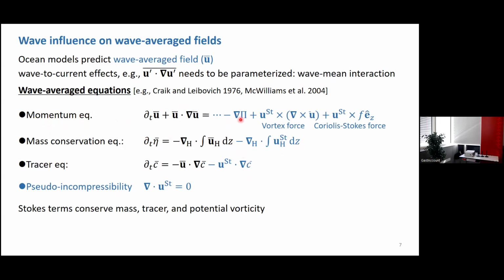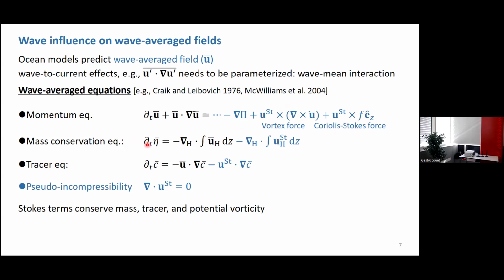In the momentum equations, there is a gradient term called Bernoulli head. It adjusts the pressure distribution. And this is the vortex force term, which is famous for driving Langmuir circulations. And here, this is a Coriolis force acting on the Stokes drift, which is called the Coriolis-Stokes force.